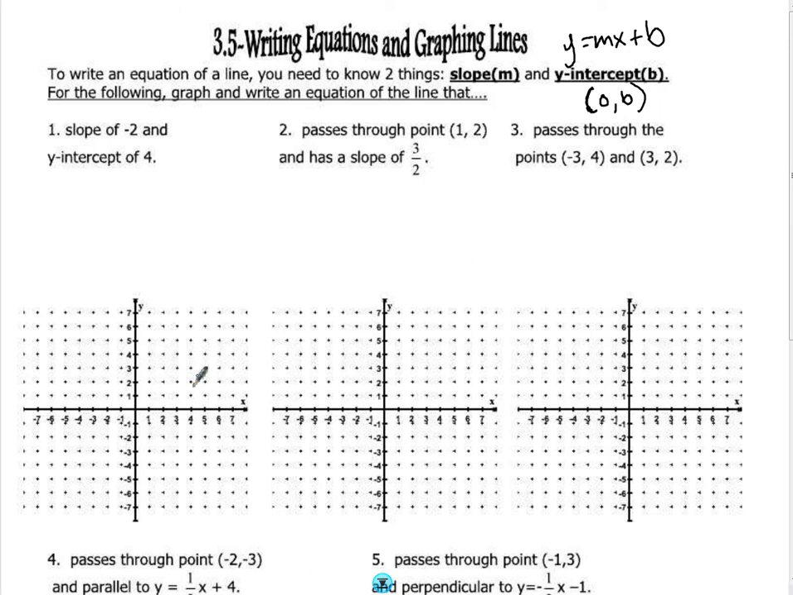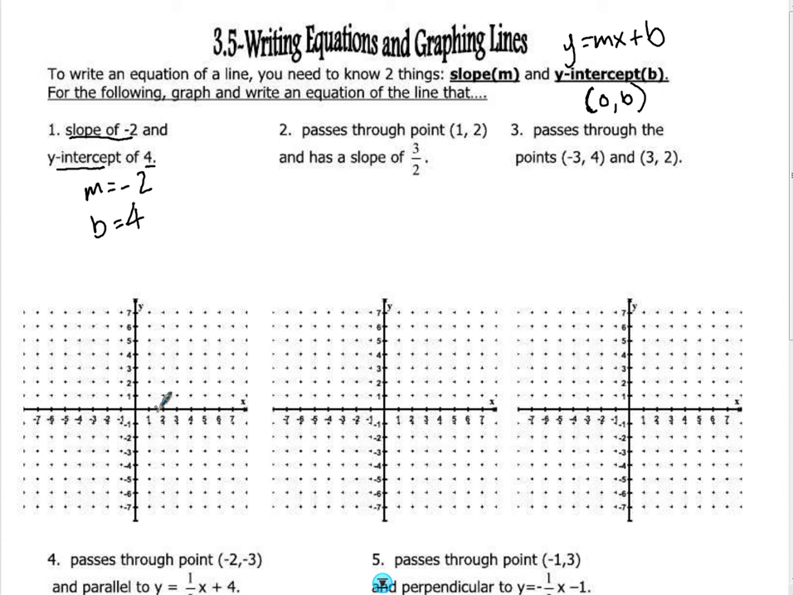For the following graphs, we're going to write the equation of a line and graph the function. The first thing they give me in number 1 is the easiest example. They tell me the slope is negative 2, so m equals negative 2, and they also tell me my y-intercept is 4, so my b is equal to 4.